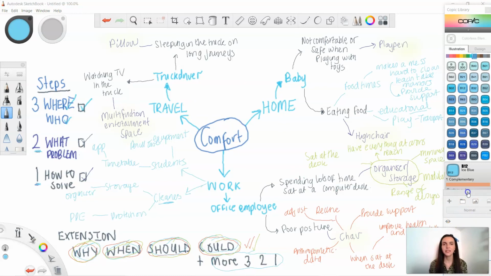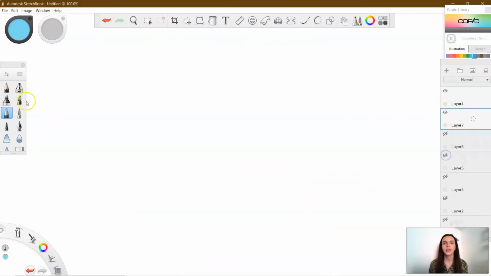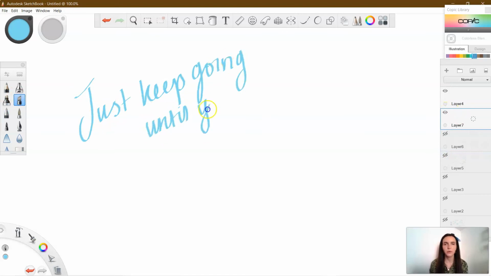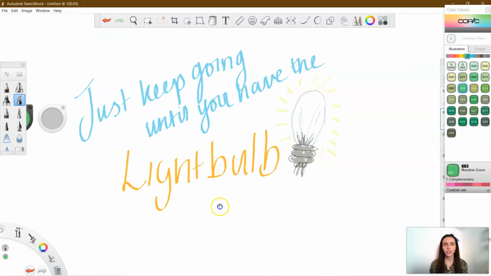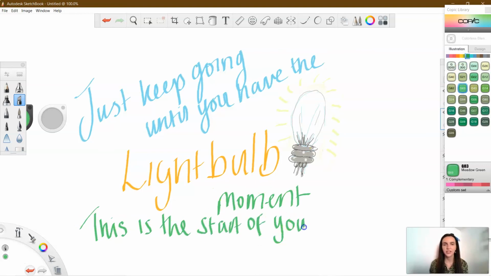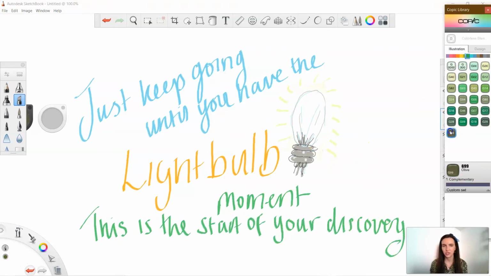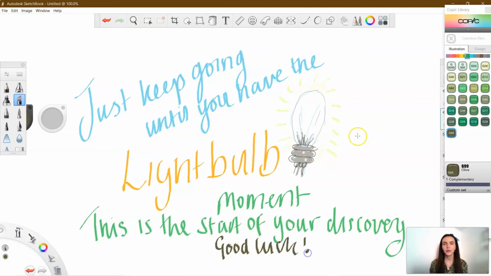So you can now easily see how more and more ideas are generated, and you just keep doing this. You just keep on going until you have the light bulb moment. Okay, that innovation and creativity which is coming through where I've got a new idea, and this is the start of your discovery. So good luck with yours. Keep watching for more videos and more examples of how to explore your context.